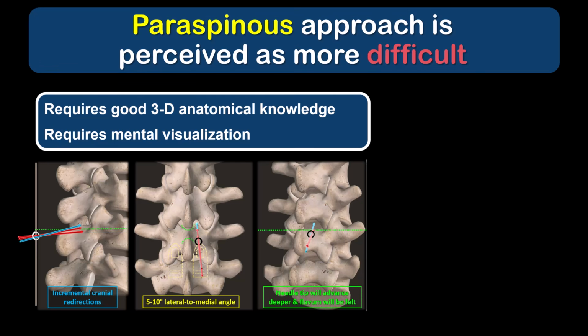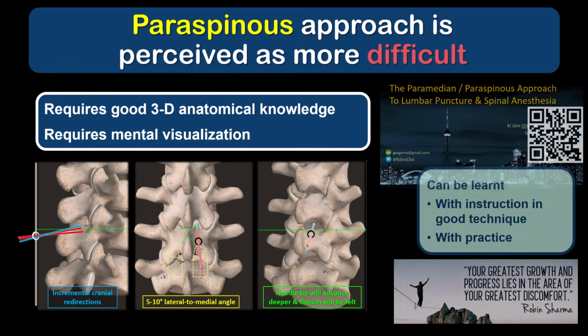So why isn't the paraspinous or paramedian technique more widely used despite these advantages? I think it's mainly because it's not as widely taught, which in turn is because it's perceived as harder to master. It does certainly require a more robust three-dimensional knowledge of spinal anatomy and the ability to mentally visualize where the needle is going. But like any technical skill in anesthesia or medicine, if there is proper instruction and you invest the time and effort to practice it, the paraspinous approach isn't that hard.